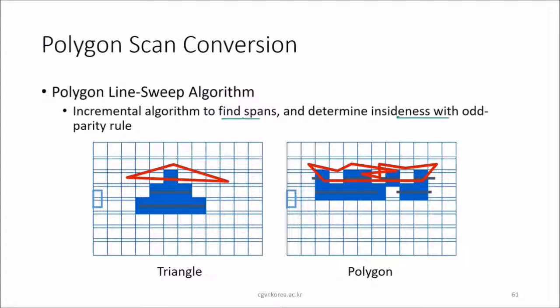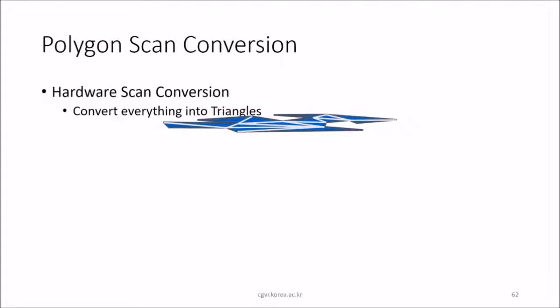Okay. So this is a triangle, and this is a polygon. Now we see that this is the polygon line sweep algorithm. We use just an incremental algorithm just to find spans. This is polygon scan conversion, hardware scan conversion. So we convert everything into triangles now because we have to show it. So we convert everything into triangles.